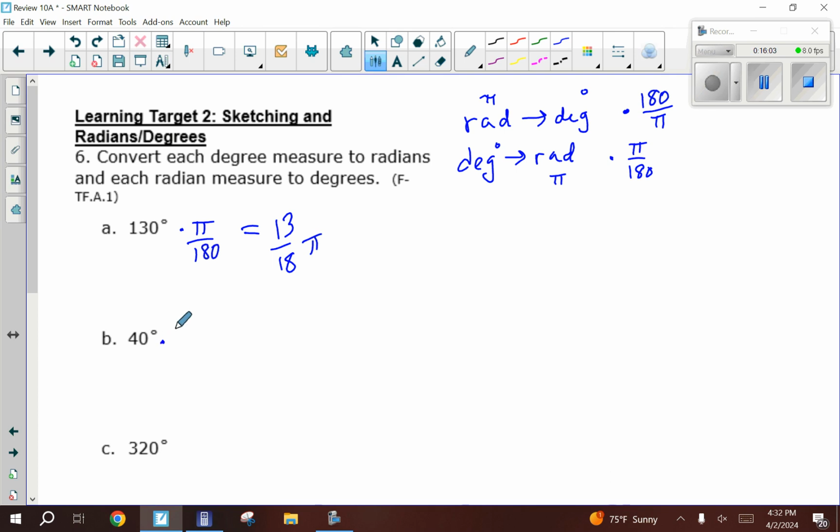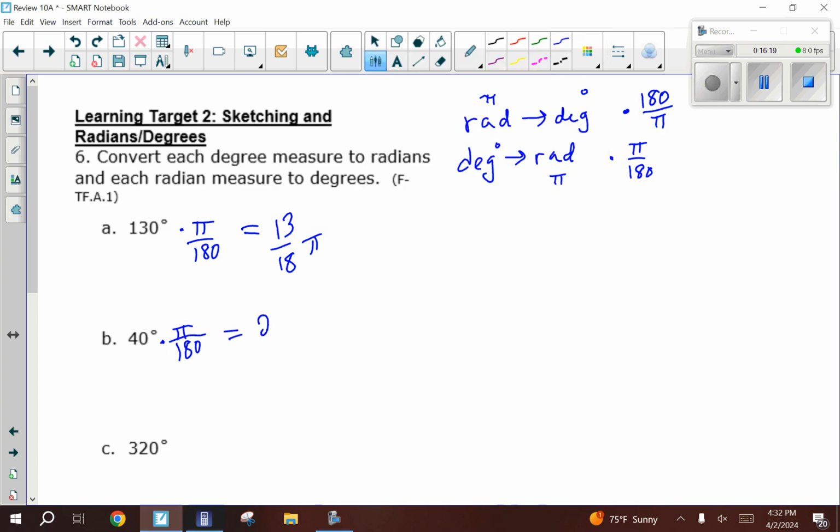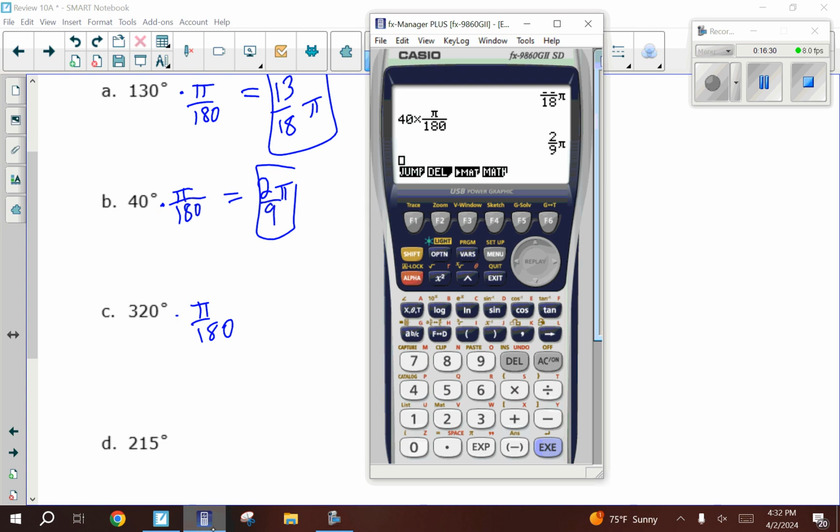40, same thing, we need it in radians, so we're going to put pi over 180. So 40 times pi over 180. So that's 2/9 pi, or 2 pi ninths. Next one is 320, so times pi over 180. So 320 times pi over 180. That's 16 pi ninths.